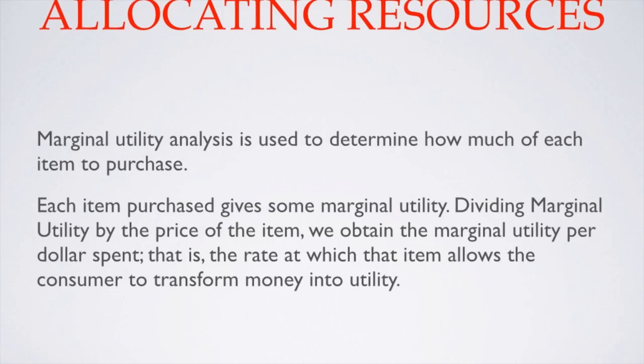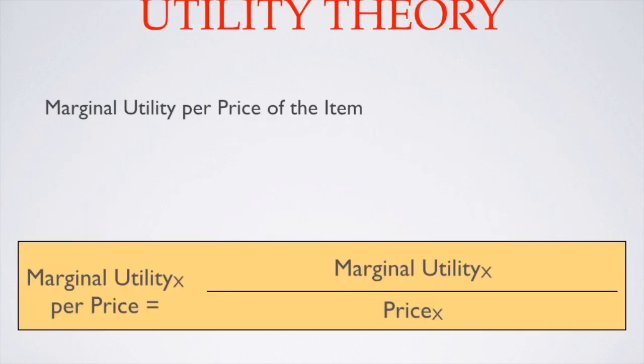Marginal utility analysis is used to determine how much of each item to purchase. The idea of getting the maximum utility from each good we purchase would be a rational goal. The way we reach maximum utility is to equate the ratio of marginal utility to price for the goods that we purchase. Each item purchased gives some marginal utility. By dividing marginal utility by the price of the item, we obtain the marginal utility per dollar spent. This is the rate at which that item allows the consumer to transform money into utility.